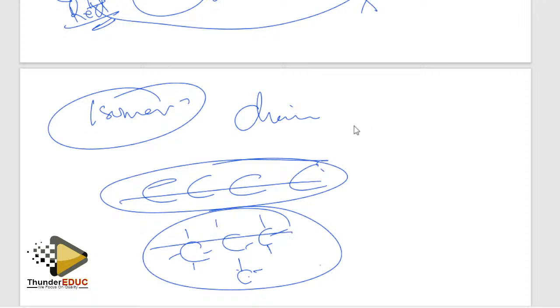Now if it is a position isomer, the major difference is the position of the functional group, but this position does not change the functional group.